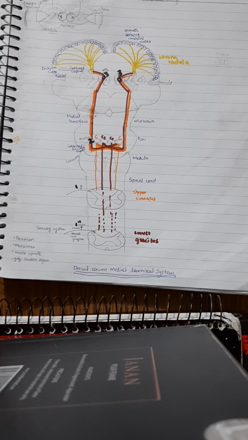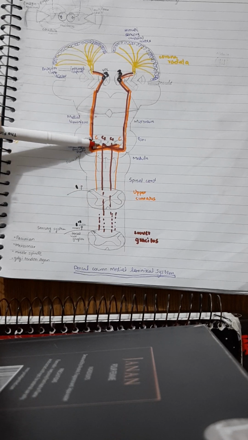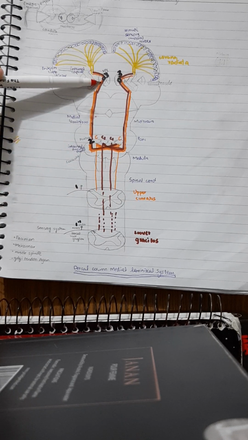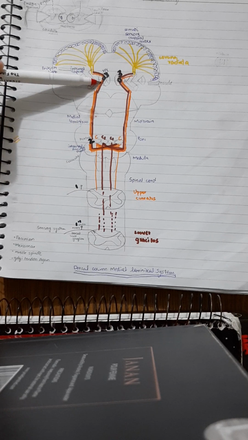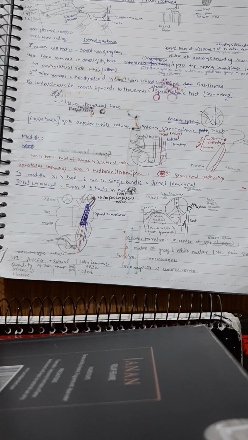Okay, all right, so the first order neurons are present in the dorsal root ganglion. The second are the nucleus gracilis and nucleus cuneatus. The third are the VPL fibers. So that's it about the dorsal medial lemniscus system.